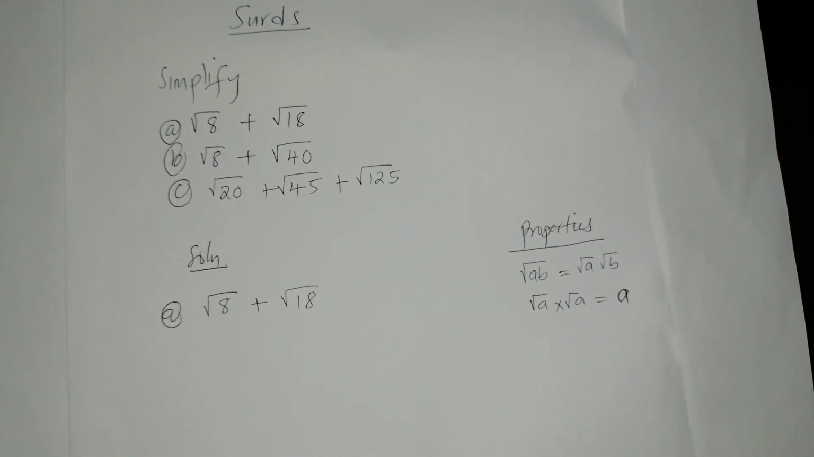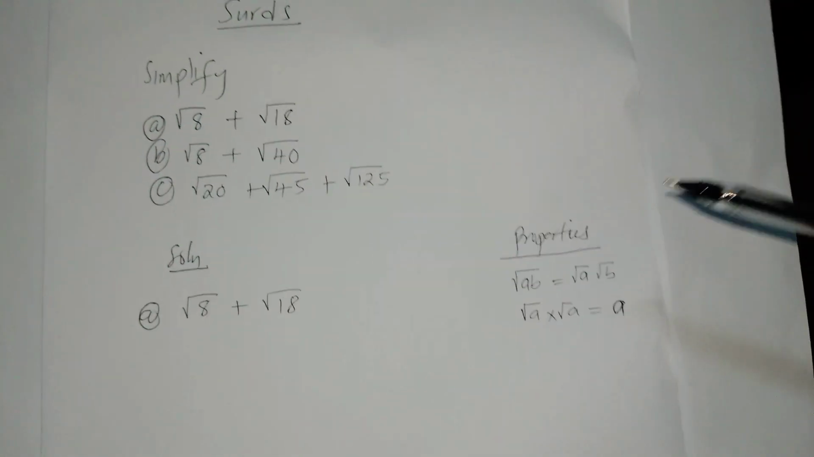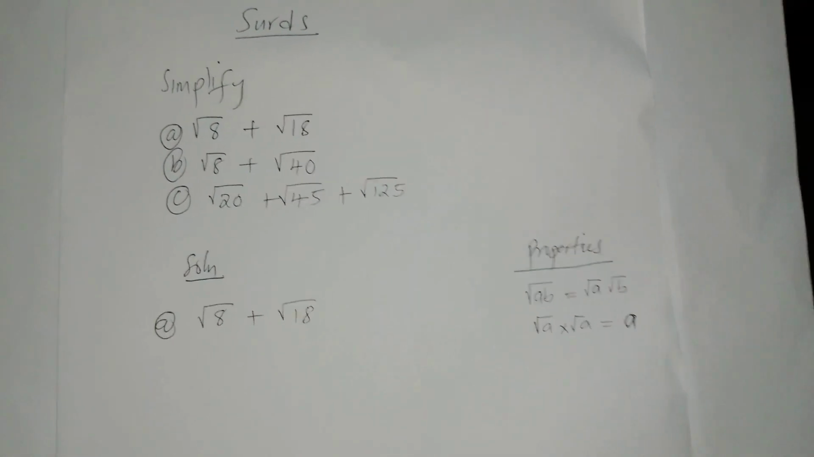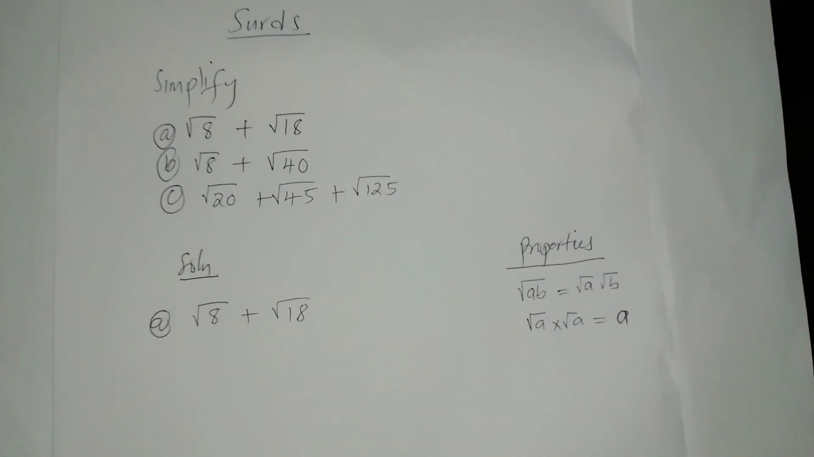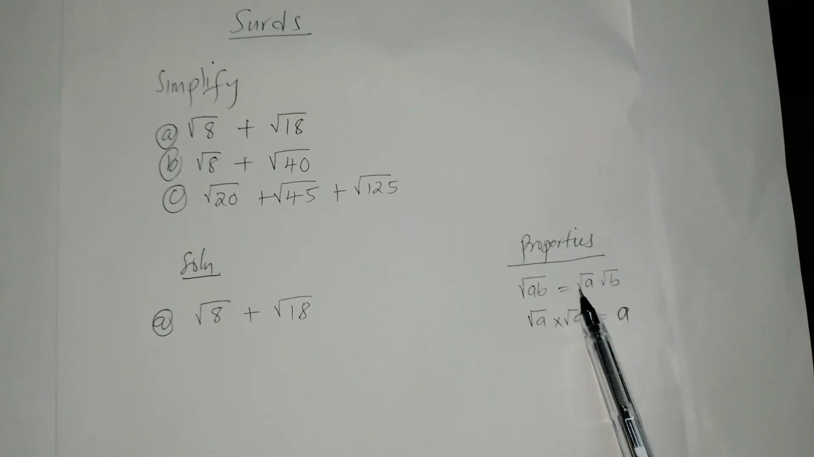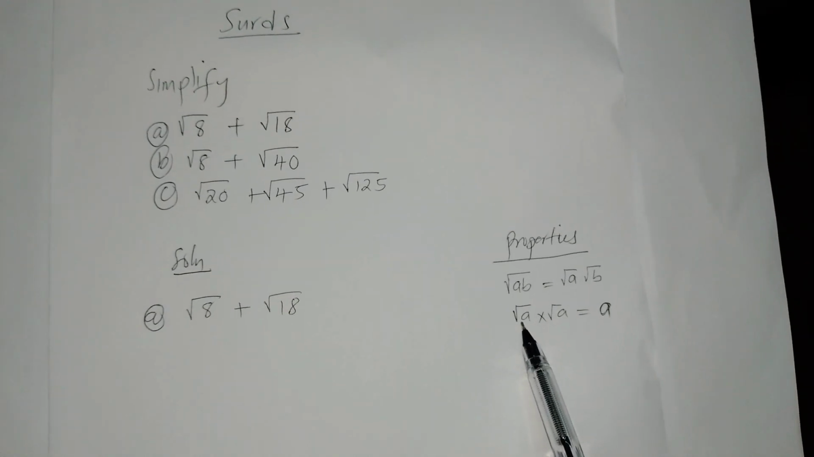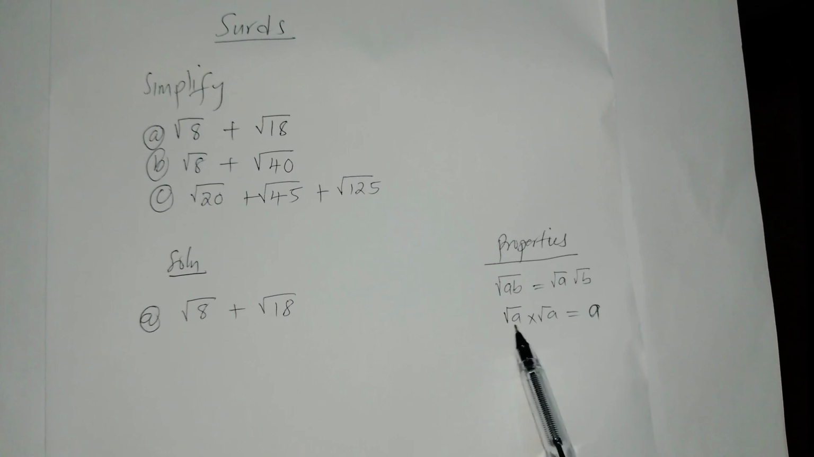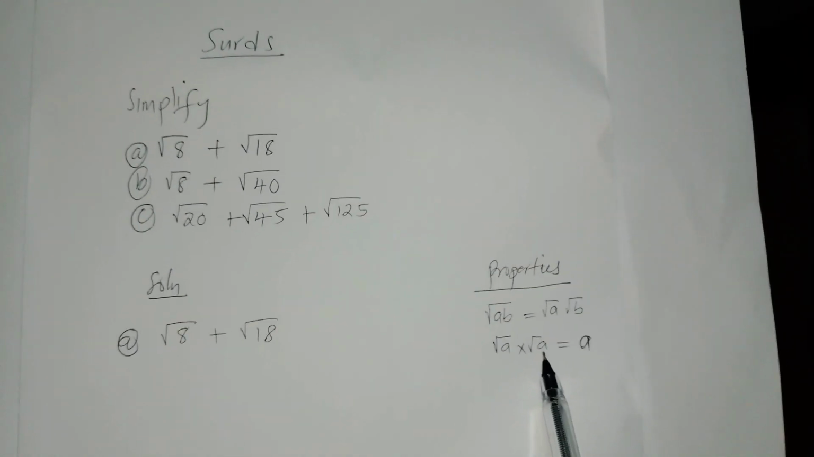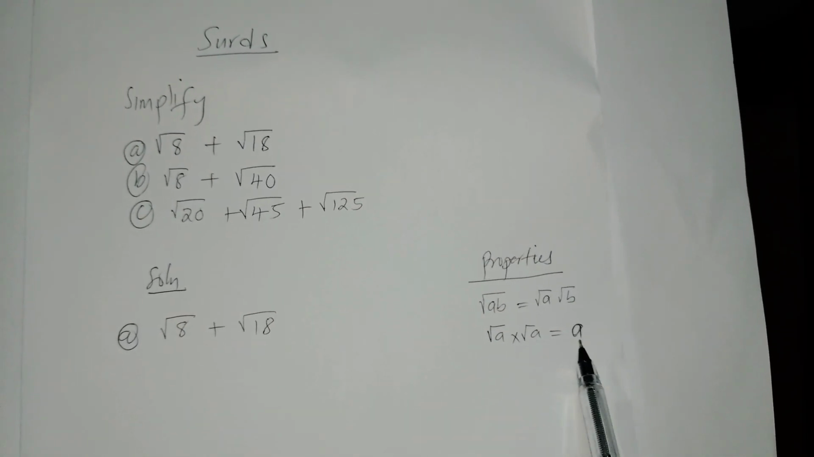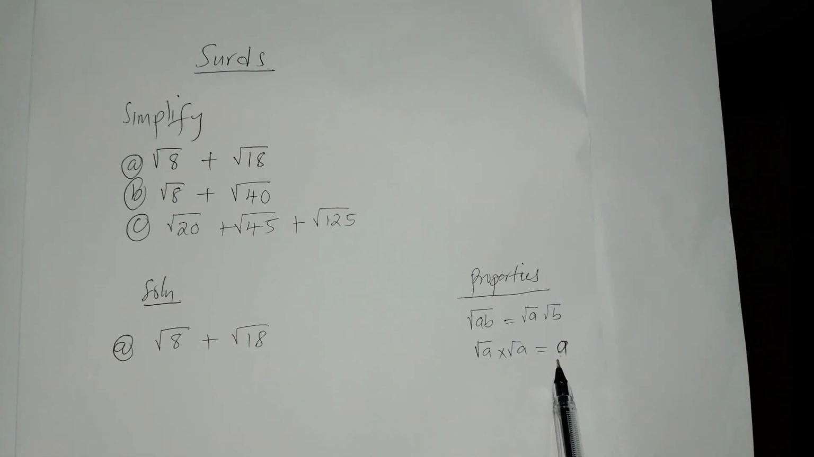Before we get to solving the question, we can look at some properties of surds. For example, if I have AB, which is a product of two numbers, I can split it as root of A and root of B. If I have identical surds, for example root of A times root of A, the product is simply A.